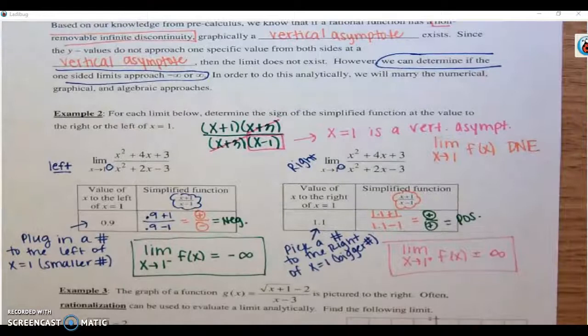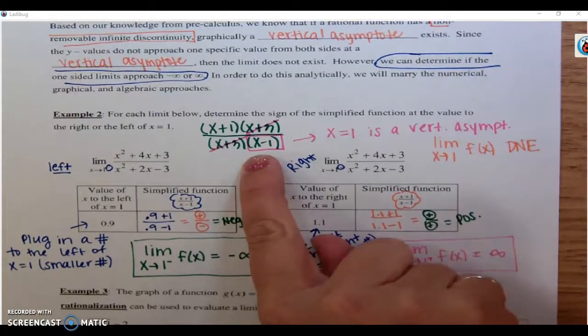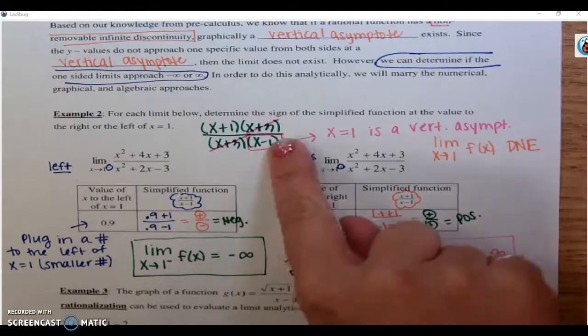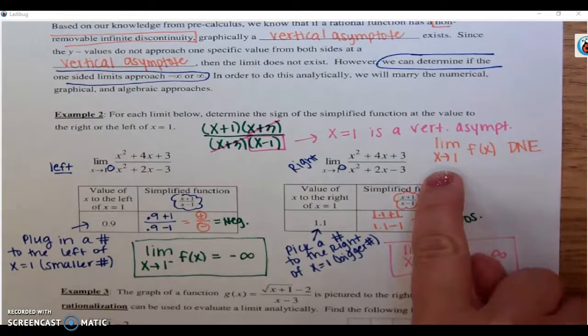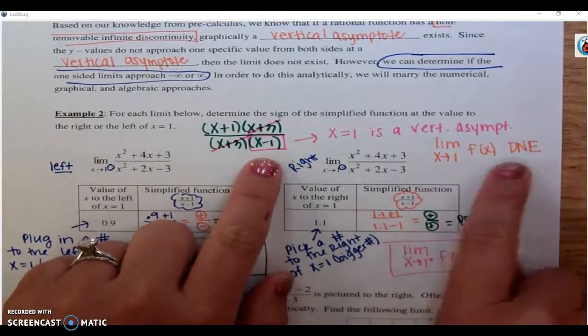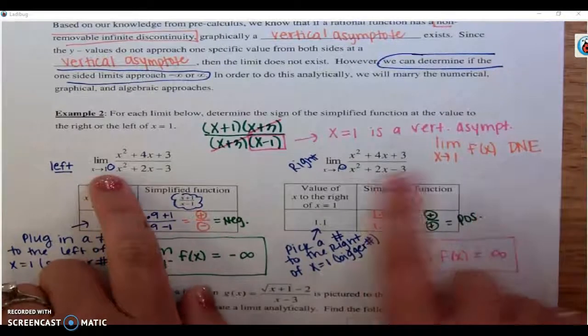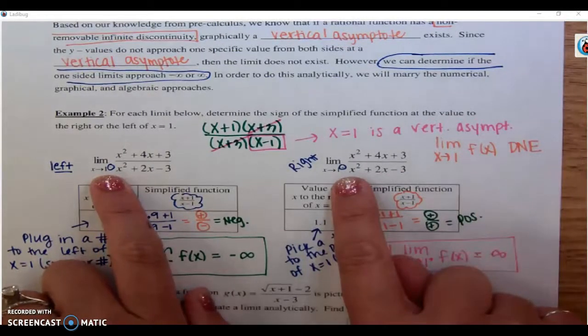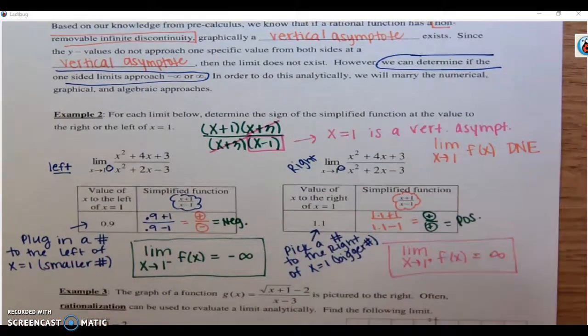Okay, so this gets a little confusing to people, but anytime you have a vertical asymptote, algebraically a vertical asymptote is what's left in the denominator after you cancel. If there's a vertical asymptote and it asks for the limit as x approaches that specific number, it's not going to exist. But if they ask you for the limit from the left or from the right, you can figure that out.